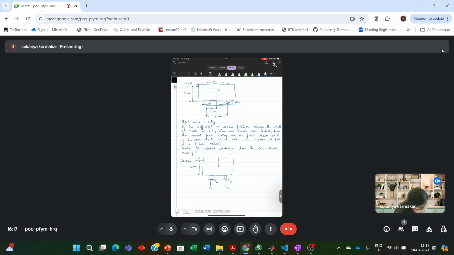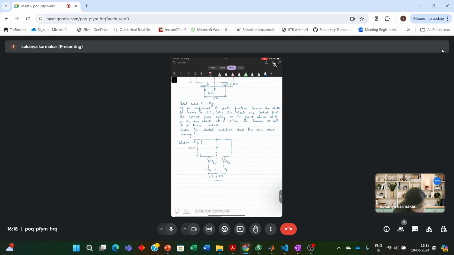Then here, let's mark the distances. This distance in the question is given as 0.6 and the total is 1.5. So this has to be 0.9. And in the question, this is given that this is 1.5.